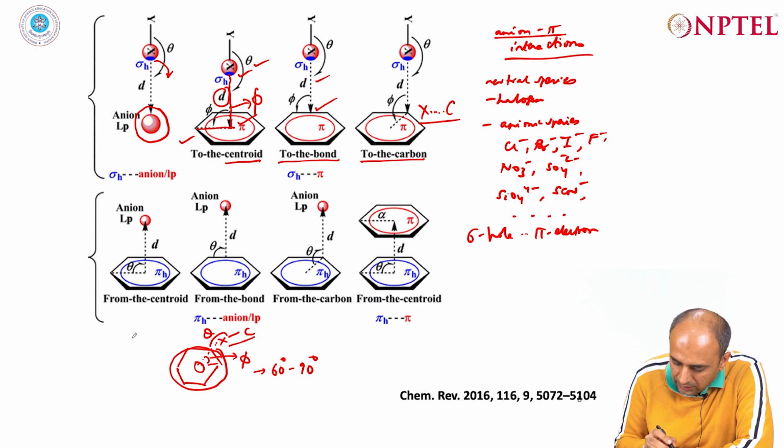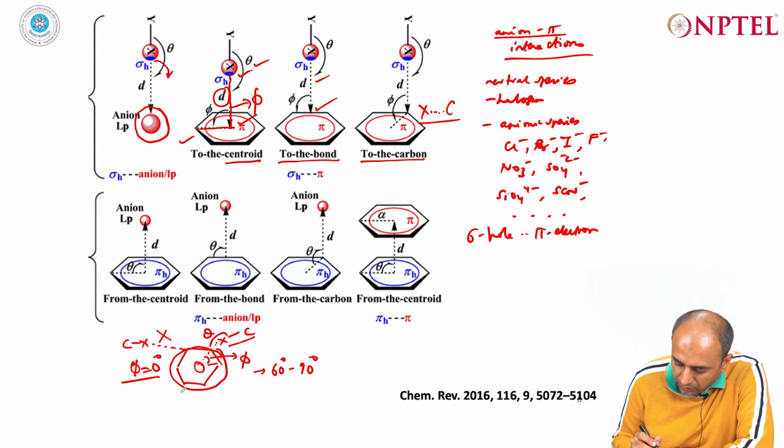Obviously, if CX interacts with the edge or with a particular carbon atom, then if these two are in the plane and phi is equal to 0 degree, this is not allowed to start with. This is not allowed. Why?